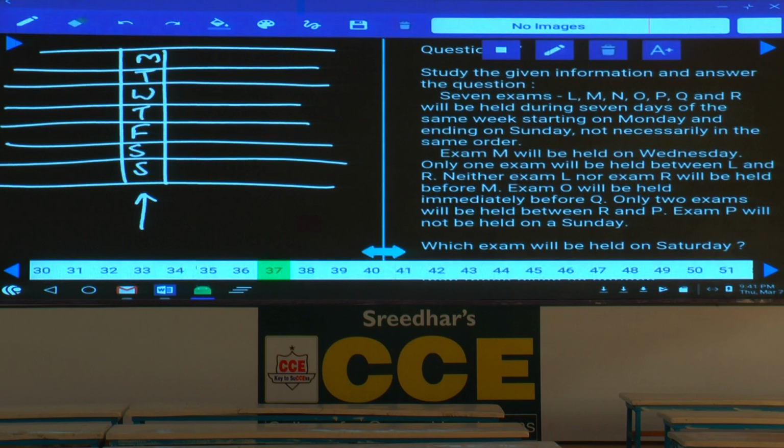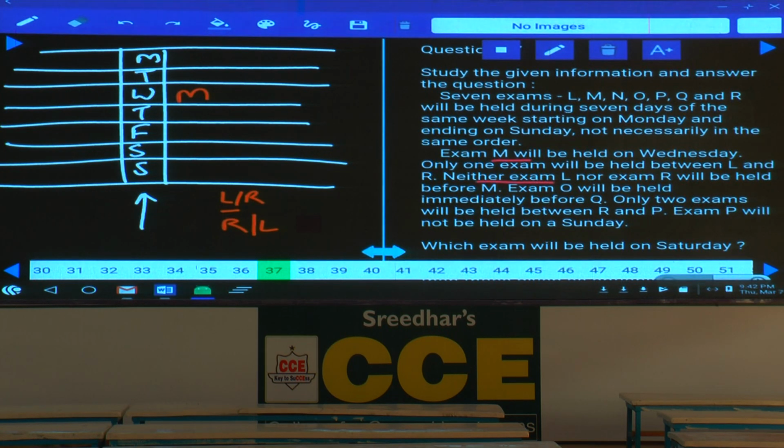Clear now? Then coming to condition number 1, exam M will be held on Wednesday. Now M must be at this place, held on Wednesday. Only one examination between L and R. Between L and R, which is before what is not clearly given. Whether L is before R or R is before L, that information is not given. But whereas between L and R, if L is here, one day gap, next is R, or if R is here, one day gap, and the next will be L. Hence between L and R there must be exactly 1.